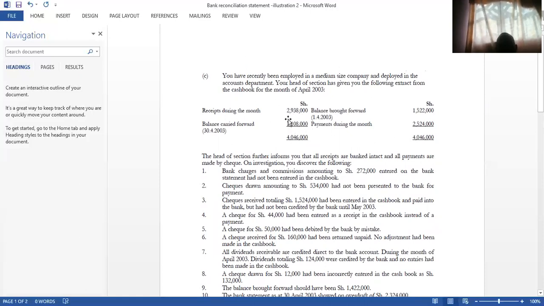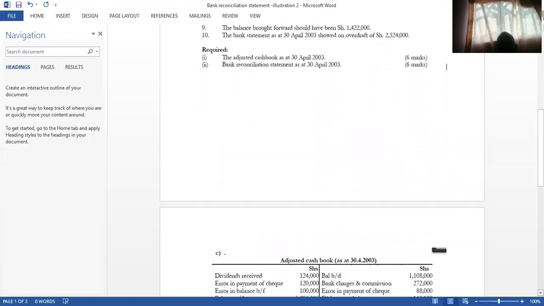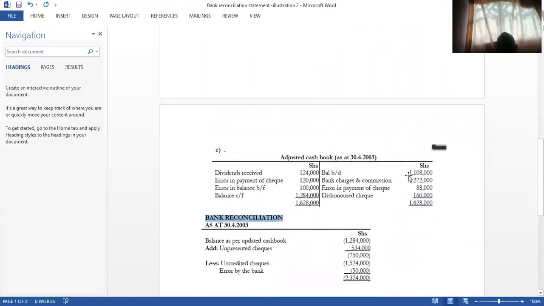And because it is a credit balance, once it is recorded on this side, it simply means that the credit side had more than the debit side. Once it is appearing here, it simply means that it is a credit balance because it is the credit side which has got more than the debit. That's why it was recorded here to make the debit equal to the credit. So 1,108,000, it is that figure that you can see captured here.